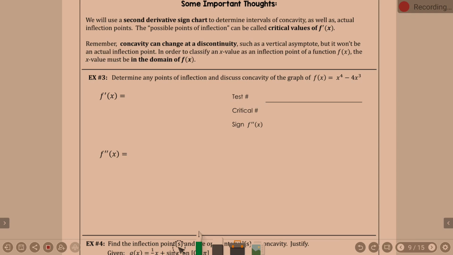We're going to talk about a second derivative sign chart to determine intervals of concavity as well as actual inflection points. The possible points of inflection are your critical values. That should say critical values of the second derivative there. That's a typo and just says first derivative. The critical values of the second derivative are your possible points of inflection. You'll sometimes see those as PIP, possible inflection points. Now, concavity can change in a discontinuity.